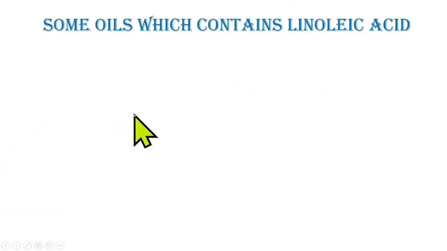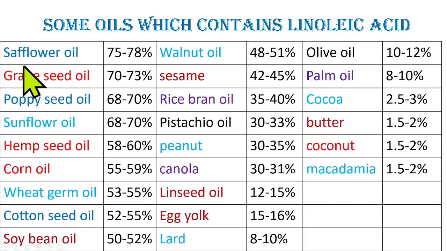Here, some oils which contain linoleic acid are given below. This fatty acid is present in safflower oil from 75 to 78%, in grapeseed oil 70% to 73%, in poppy seed oil 68 to 70%, in sunflower oil 68% to 70%, and hemp seed oil 58% to 60%, in corn oil 55 to 59%, in wheat germ oil 53% to 55%, in cottonseed oil 52% to 55%, in soybean oil from 50% to 52%, in walnut oil 48 to 51%, sesame oil is 42 to 45%, and in rice bran oil 35 to 40%.